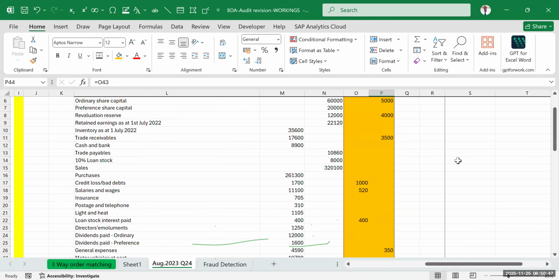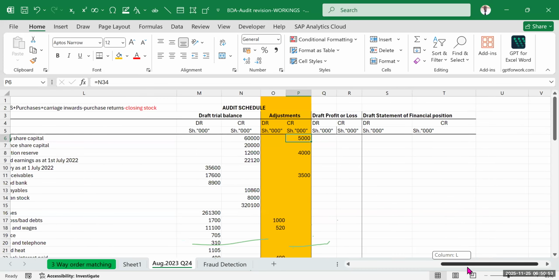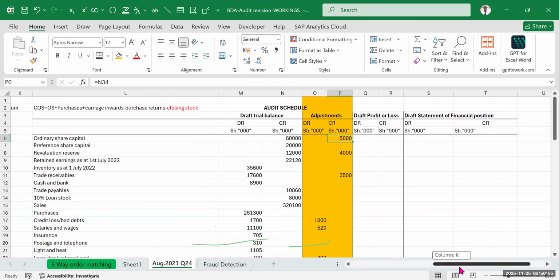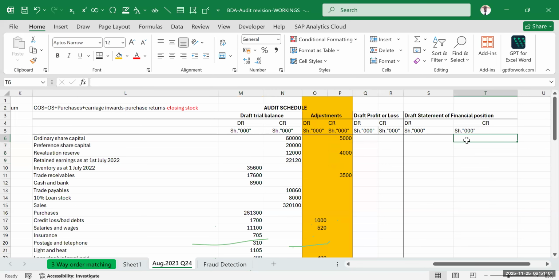So let's do the postings, members. The first one is ordinary share capital. We added it here. Now, any credit entry with another credit is increasing the account. So these ones here are equity elements. They do not affect profit or loss. So we just simply go and adjust it. So I'm adding ordinary share capital with the amount we adjusted to give the total in our statement of financial position. It is not affecting profit or loss.